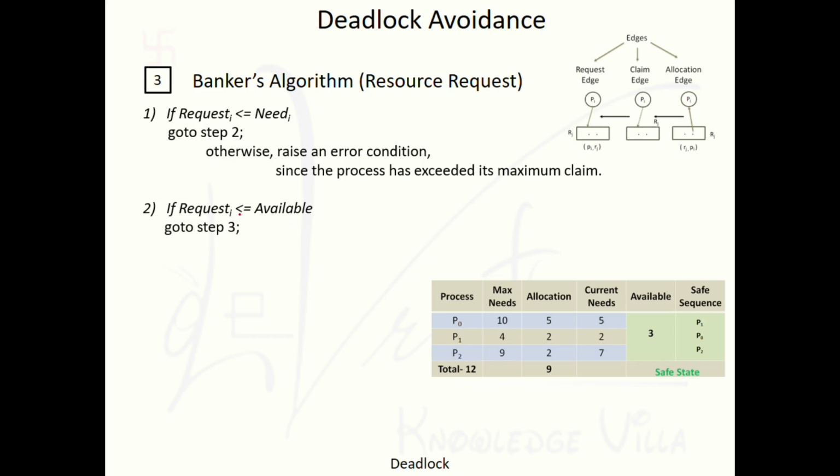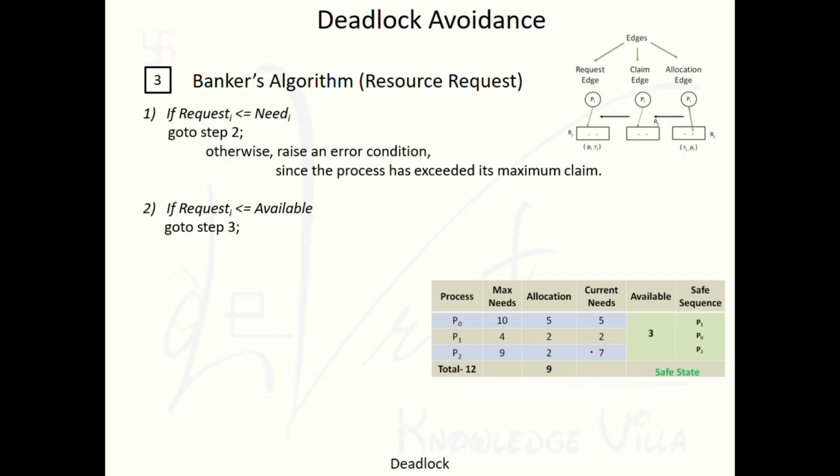Here i means the process number, whatever it is, P0, P1, P2. Available means total available. That's why i is not indicated with available. If you see, for request and need, it is indicated with i, which means process number. Availability is the total availability for the entire state or system. So request i less than or equal to available. Wherever request is less than or equal to available, then go to step 3. It means in these cases only the request can be fulfilled.